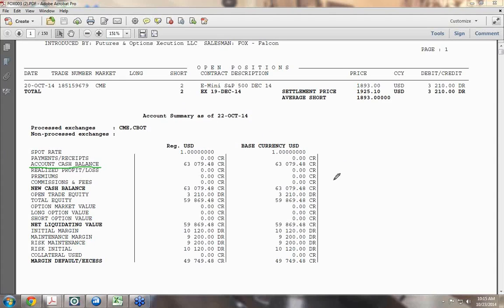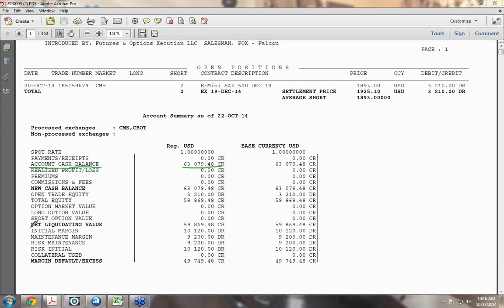The cash is going to be exchanged when the position goes flat. Okay, so essentially 63,079 was the cash balance in the account prior to this position going on. When we get out of this position, then we're going to exchange cash, and the cash will equal the account liq value. Okay, so the account cash balance, when there's an open position on, is not going to be indicative of what the account is valued currently.